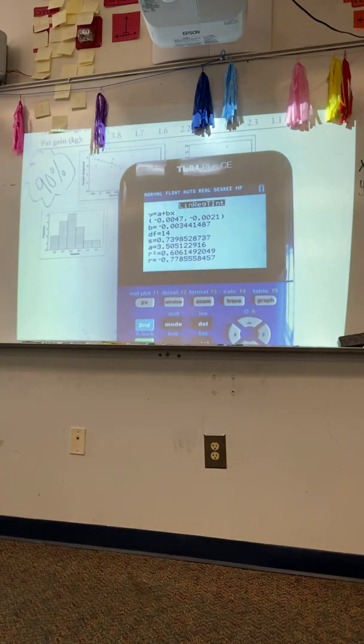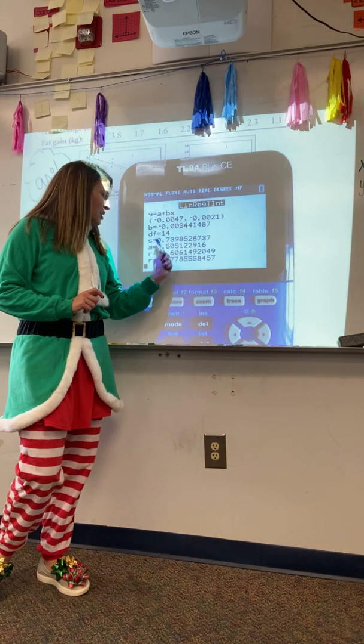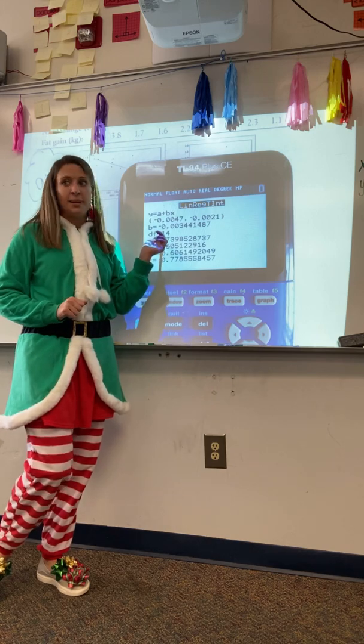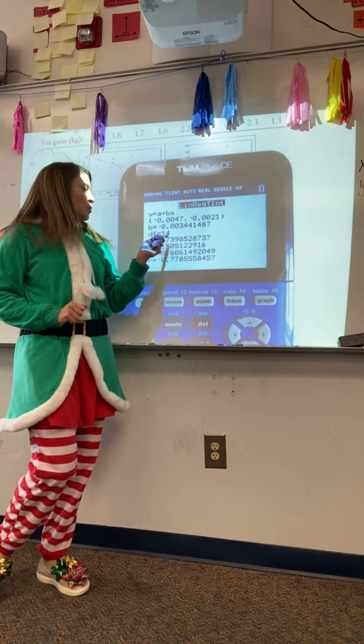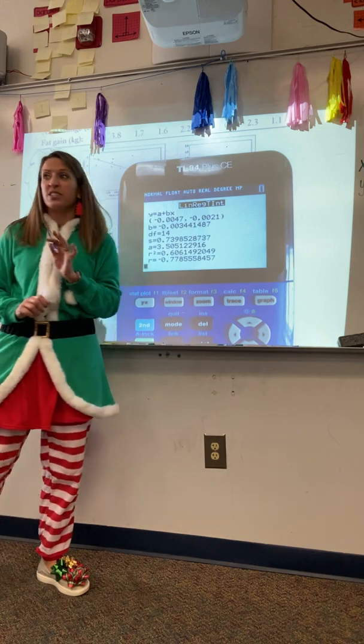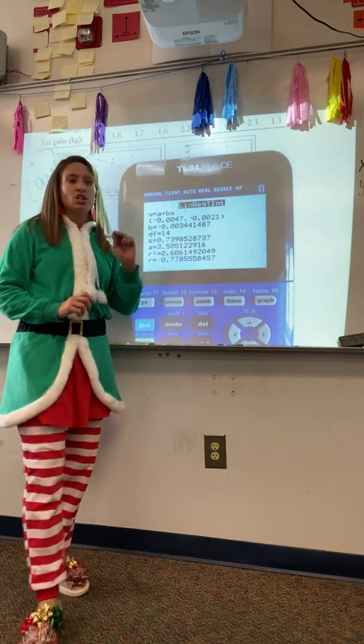I do want to point out one more thing for you, and then I'm done, okay? Because we will need this little s right there. We're going to need that later. That is not SEB. That is not the standard error of beta. We are going to use little s, which I'll talk to you about. That's the standard deviation of the residuals. We're going to use that later.